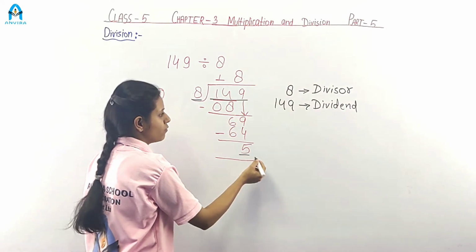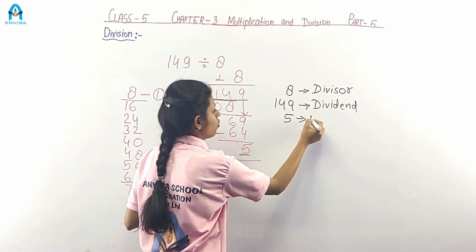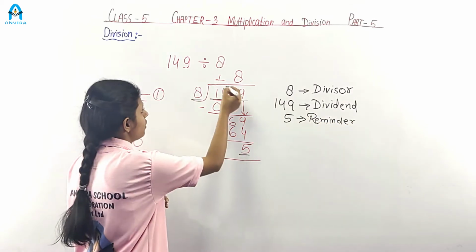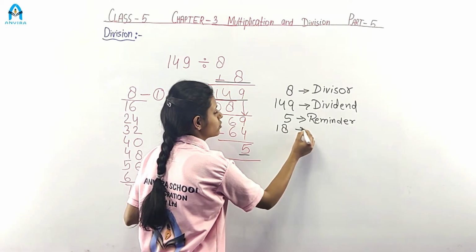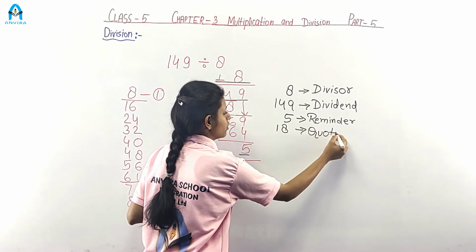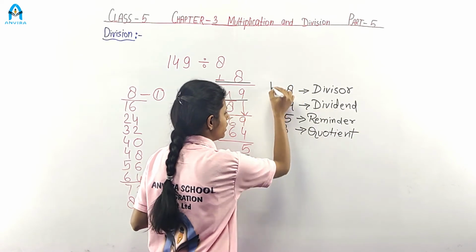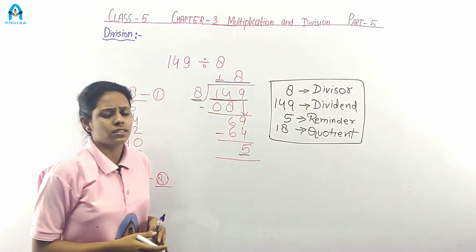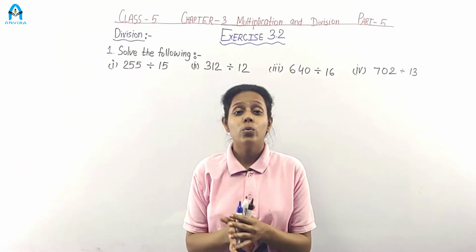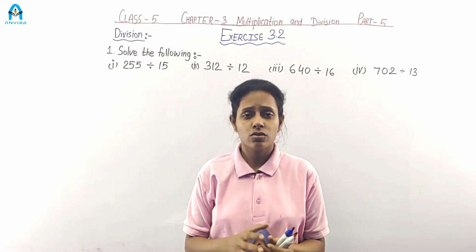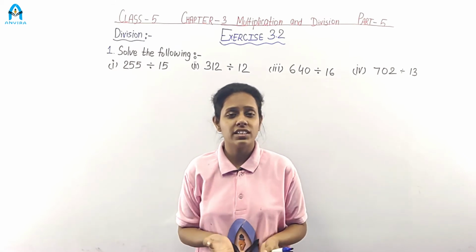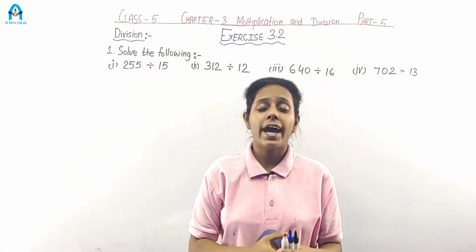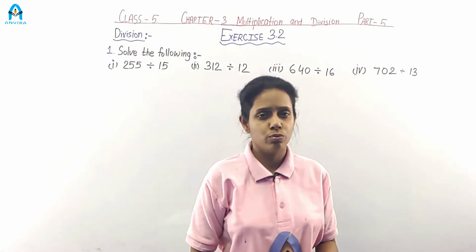Then 5. 5 is called the remainder. Then 18. 18 is called the quotient. These are some important names for understanding division. We learned about division, so let's practice. For your practice, here we have an exercise. Let's start our exercise 3.2.